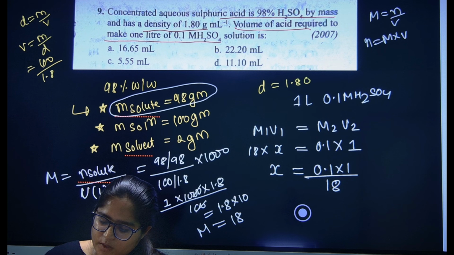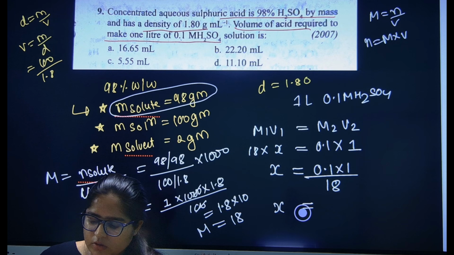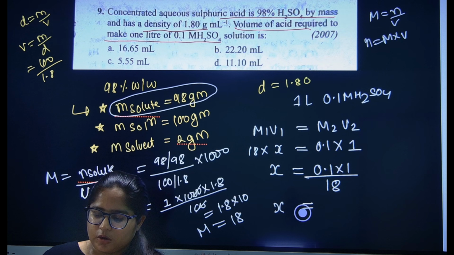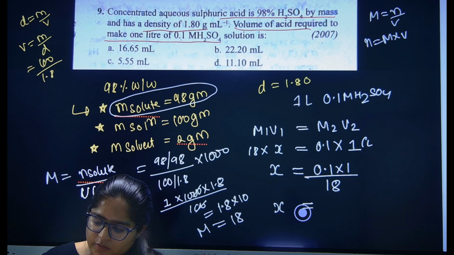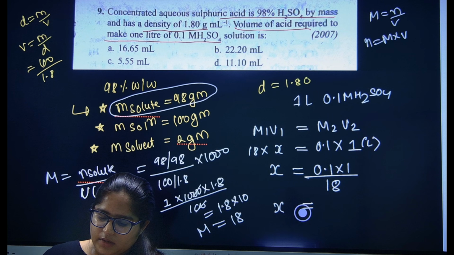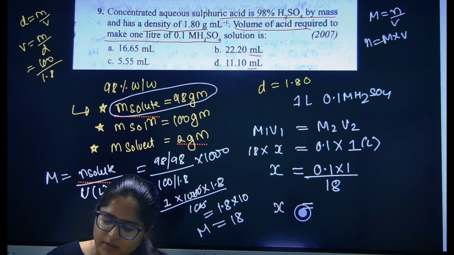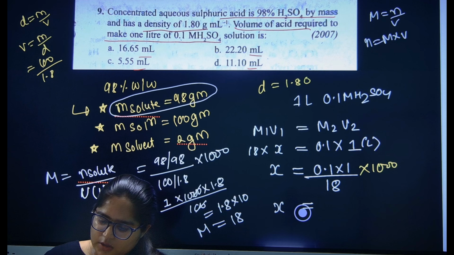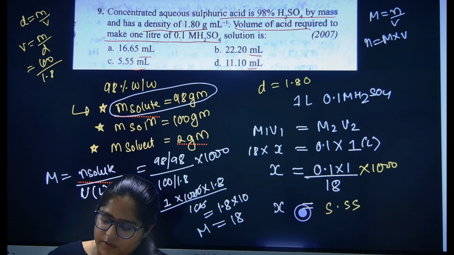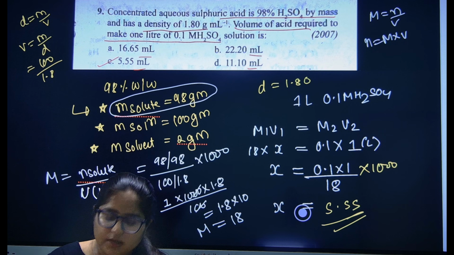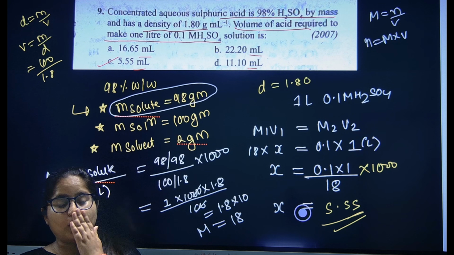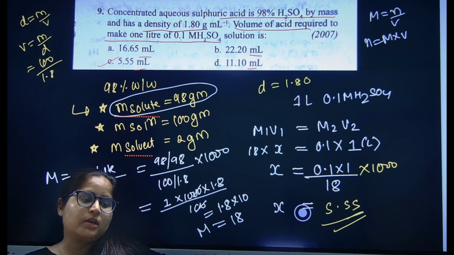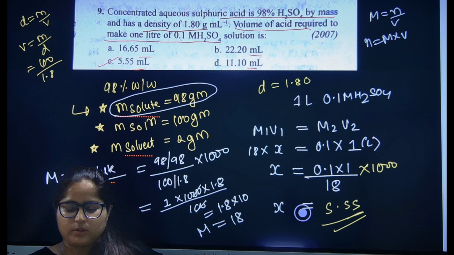Now here molarity and volume are given in liters. The volume is given in liter, 1 liter, but we have to find it in ml. See the options, all in ml. So what I will do is multiply by 1000. From here we will get 5.55. That is option C, the right answer. Clear? It was a little lengthy question. So what are the two star points you have to remember here?